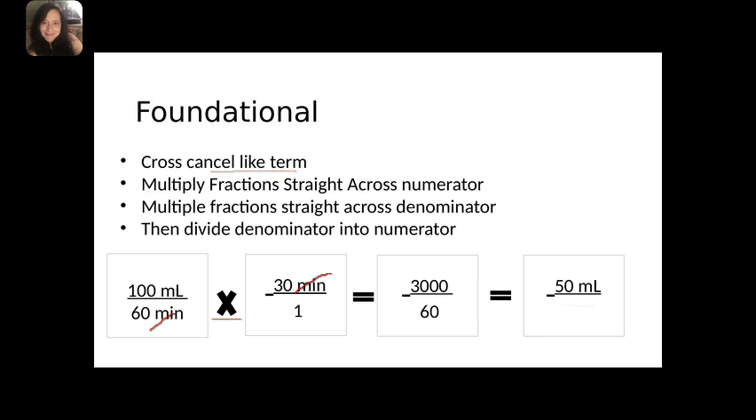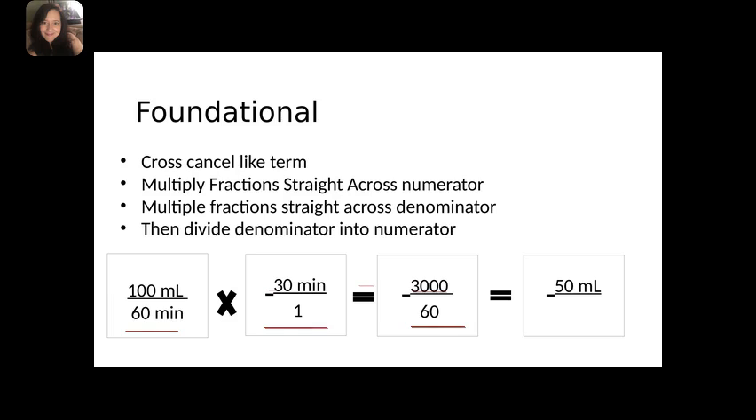When we are solving our multiplication fraction equation, the next step after we cancel is multiplying the fraction straight across, first with the numerator. So in this case, you see it was 100 times 30, and that gives me 3,000. Then I'll multiply the fraction straight across the denominator. So that would be 60 times 1, which gives me 60.